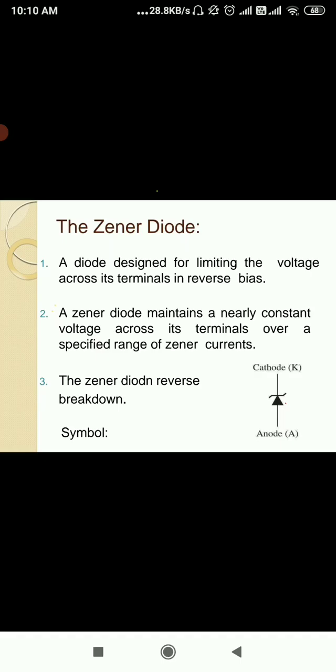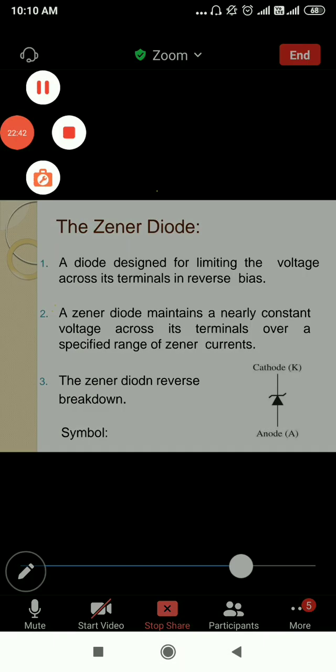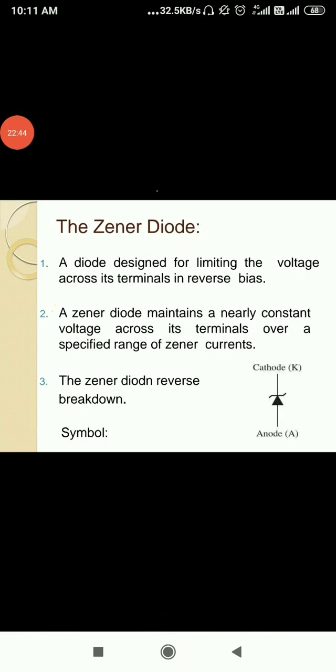So we can say Zener diode is designed for limiting the voltage across its terminal in reverse bias. Limiting a voltage means what? If you see its working principle, then we will get, just wait, just wait. So here what we are saying, the Zener diode will work in reverse bias. It will allow to give a constant amount of voltage for a long time.